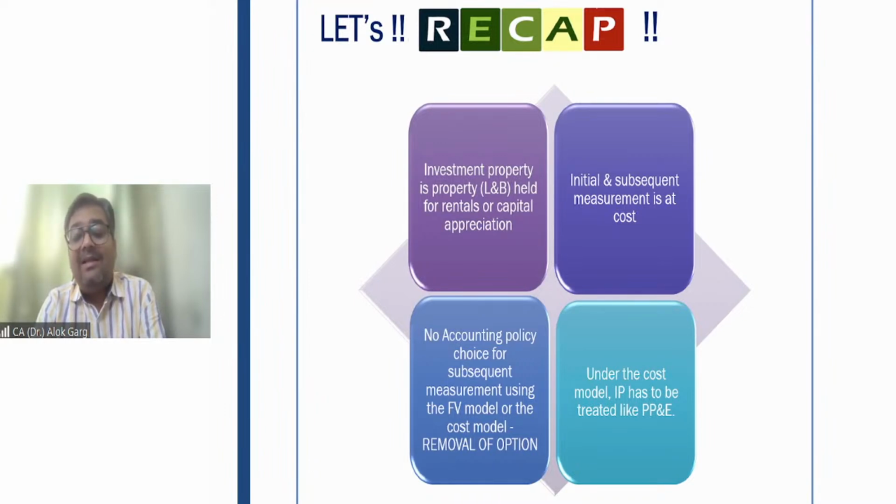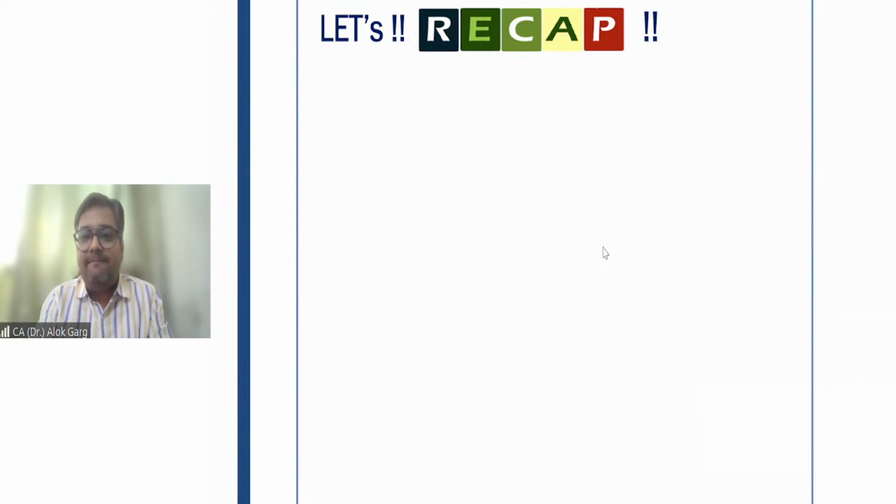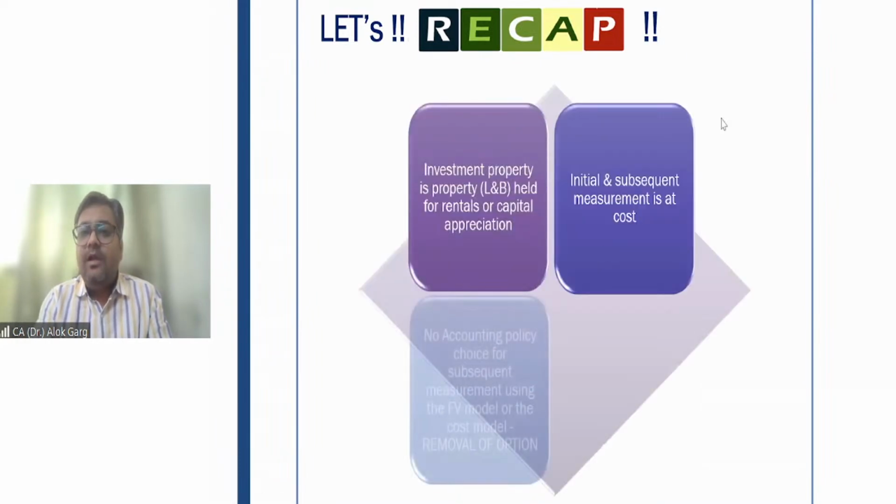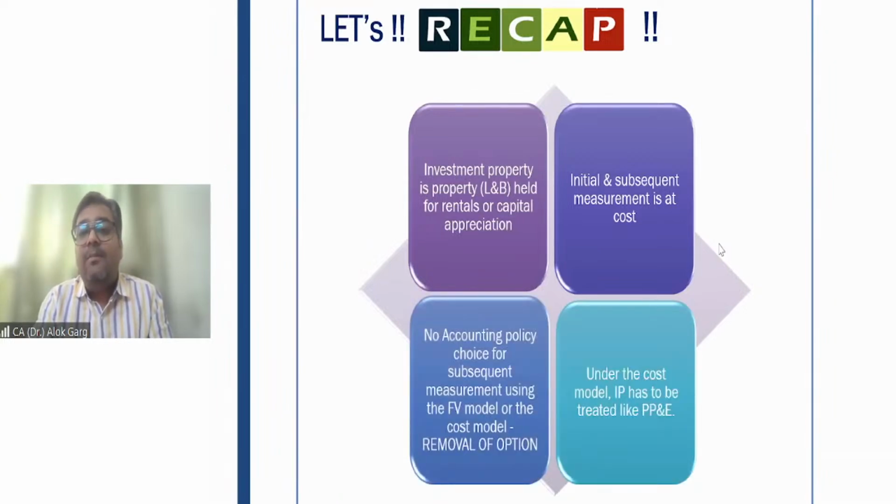Investment property is initially measured at cost. Cost means purchase price, right? Plus non-refundable taxes minus discounts and rebates plus directly attributable cost, right? Abnormal wastages are not a cost. Okay, administrative costs are not a cost which has to be capitalized as an investment property.